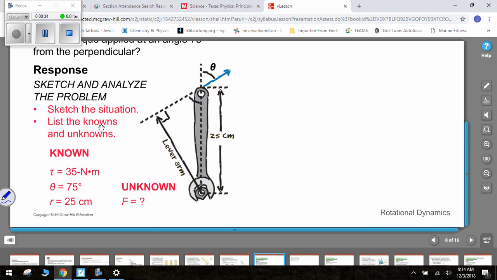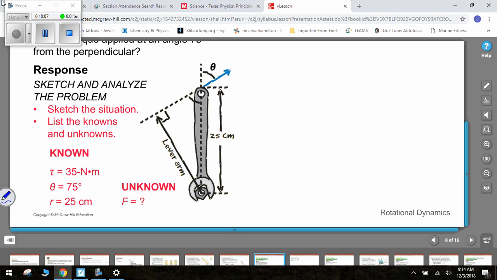So sketch the situation, list the knowns and unknowns. So the situation is that I have this wrench, and it is turning this nut. So they said that the torque is 35 Newton meters, and they gave us that theta is 75 degrees. The R is 25 centimeters. The unknown is the force.